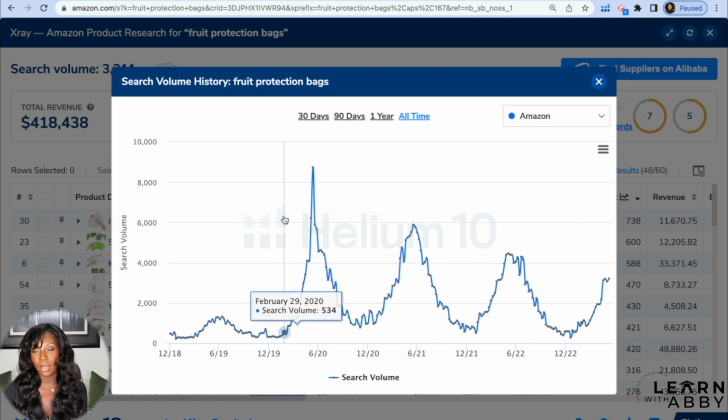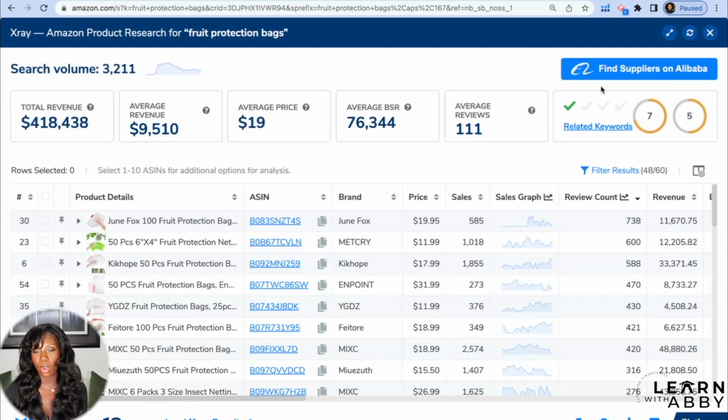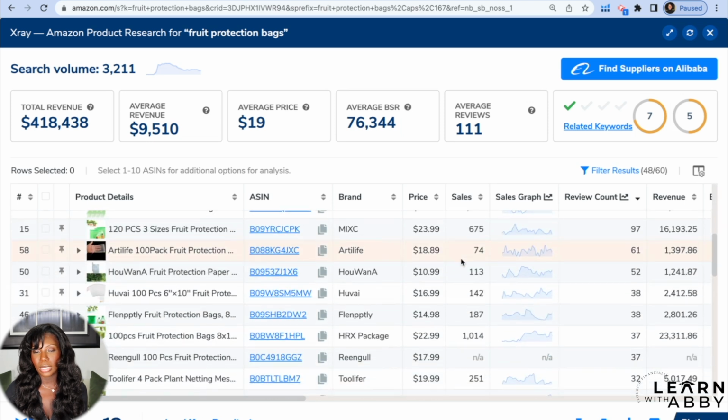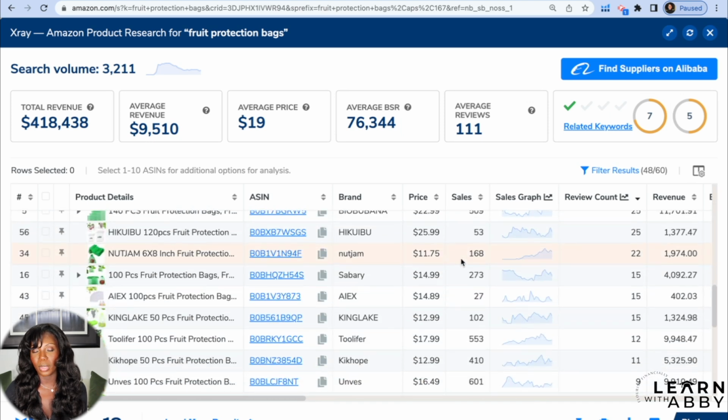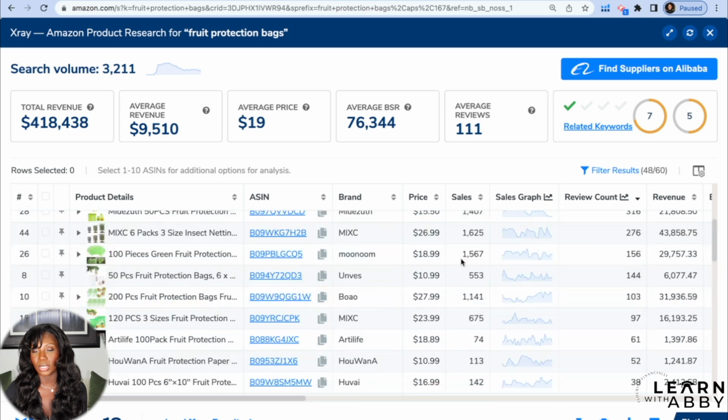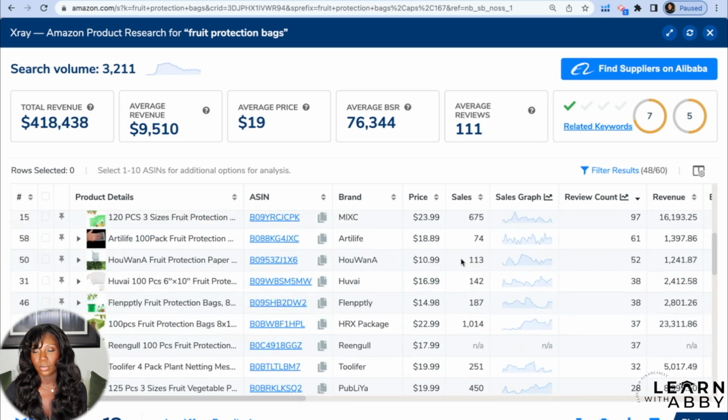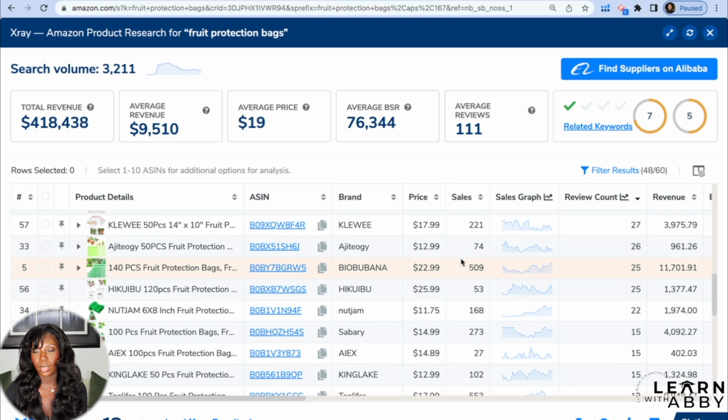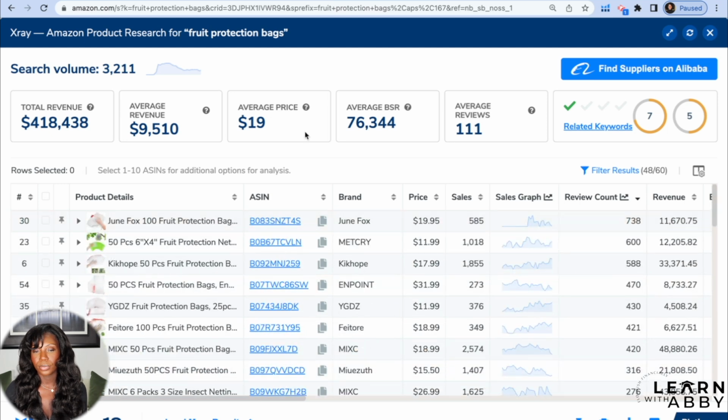So either way, I wouldn't sell this product without doing more research, but the numbers on a surface level look pretty solid to me. Yeah, numbers look pretty solid. Okay, we're 2 for 2.